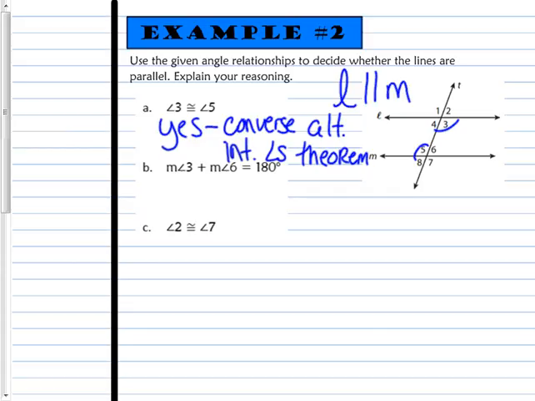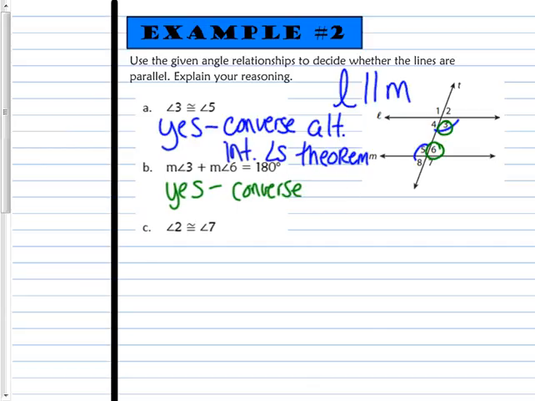Okay? The next question says, if angles 3 and 6 add up to 180 degrees, is that enough to determine if the lines are parallel? And again, looking back at your notes from last class, yes, it is enough, and it's enough according to the converse of the same side.